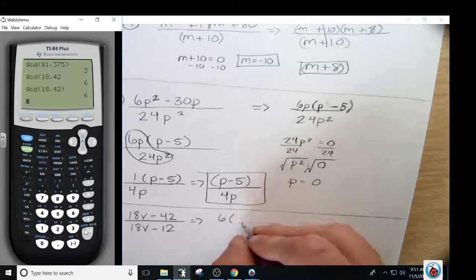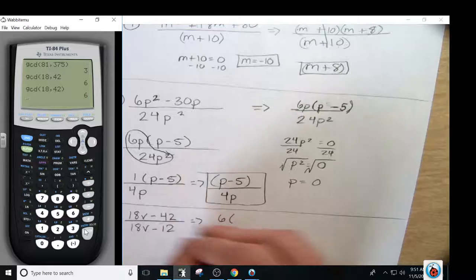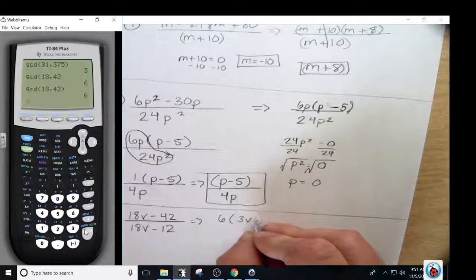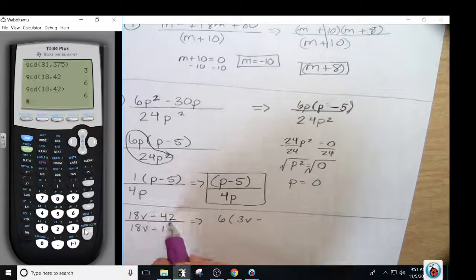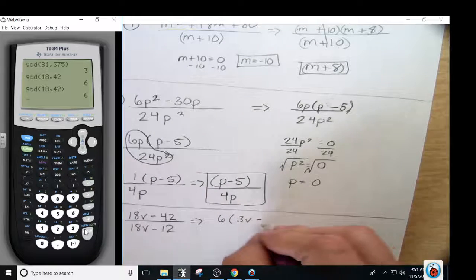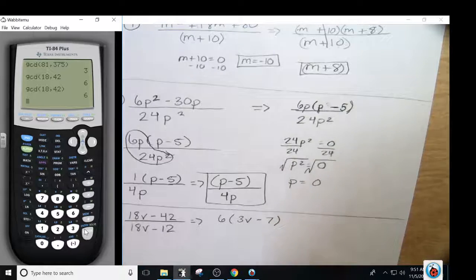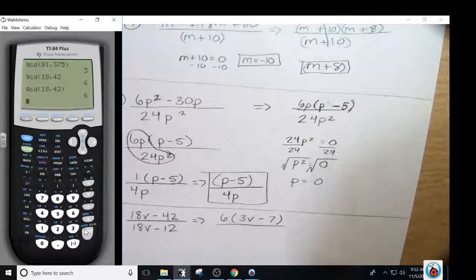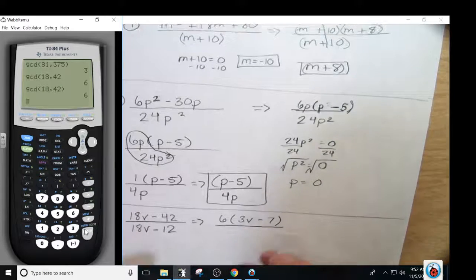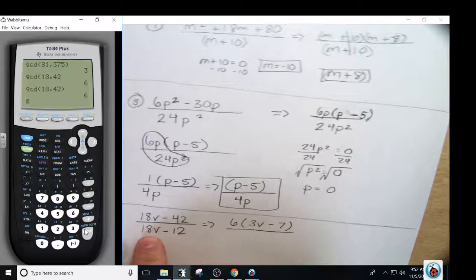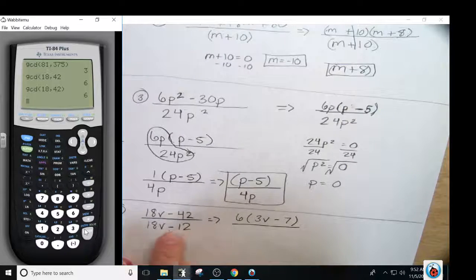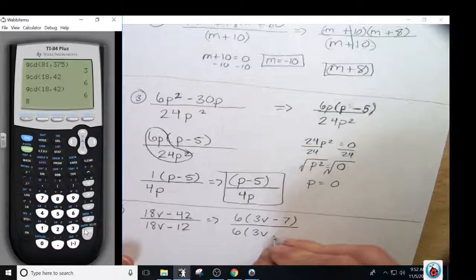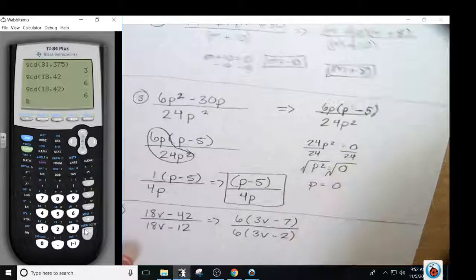So it'll be 6. Now, if I divide 18v by 6, that'd be 3v. And if I factor a 6 out here, that's going to be 7. So 6 times 3v minus 7 on the top. Now this also has a GCF of 6, so I'm going to factor a 6 out here. That's going to be 3v minus 2.